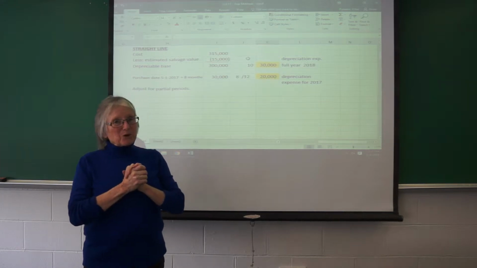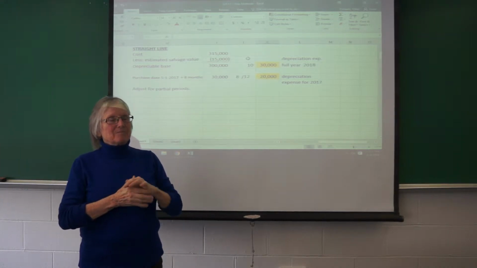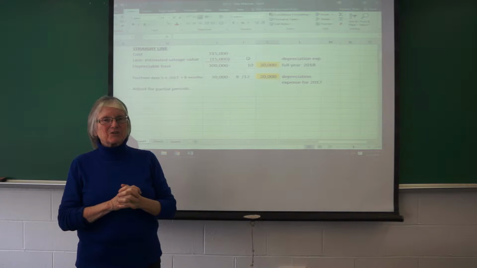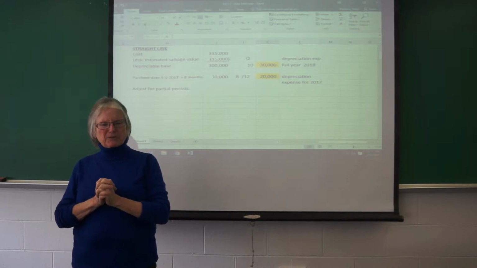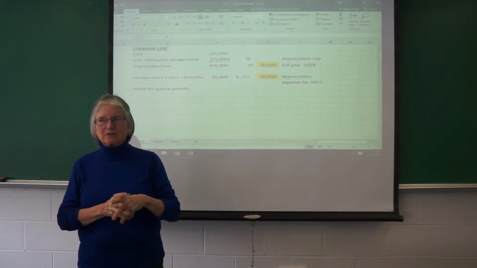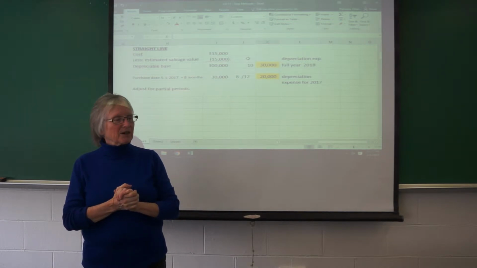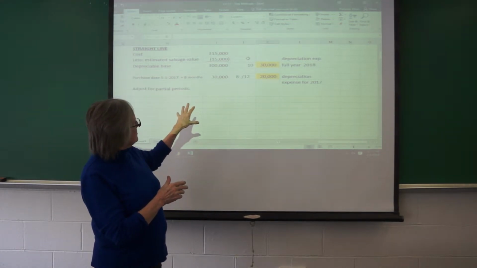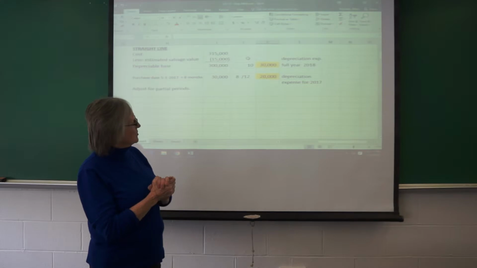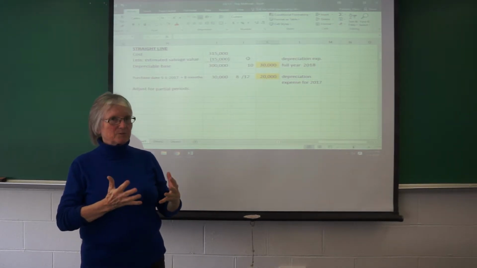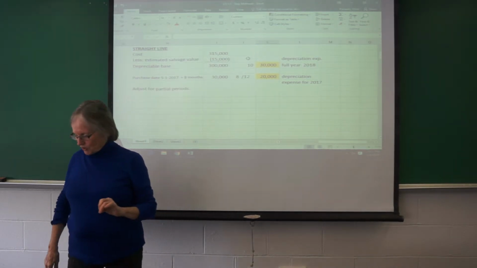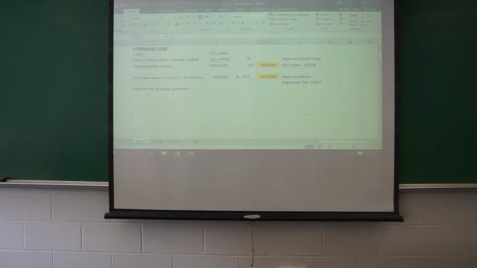In some of the homework problems, the partial period adjustment gets very complex, but it's probably nothing you can't handle. There are all different ways it can be done, but the basic principle is that it has to be accounted for. Okay, so that's your straight line.